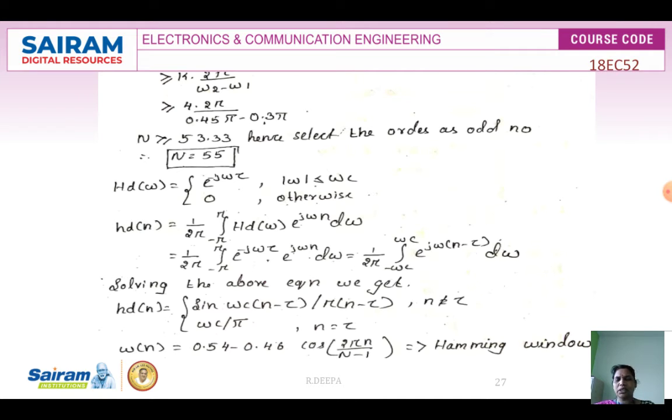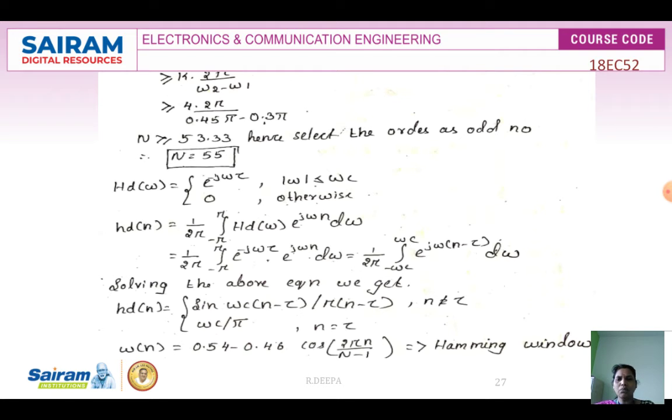So let us substitute what HD of omega is here and simplify it. After solving, I am getting HD of n as sin omega c of (n minus tau) divided by pi into (n minus tau) for the case n not equal to tau, and if n is equal to tau, as usual how we had done it, we are getting omega c by pi.